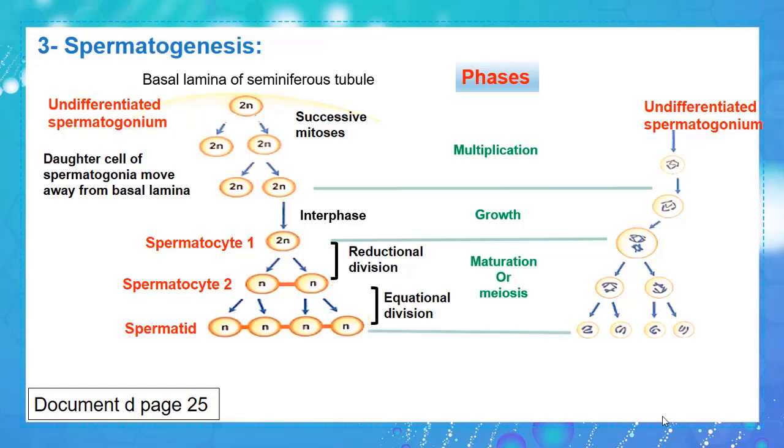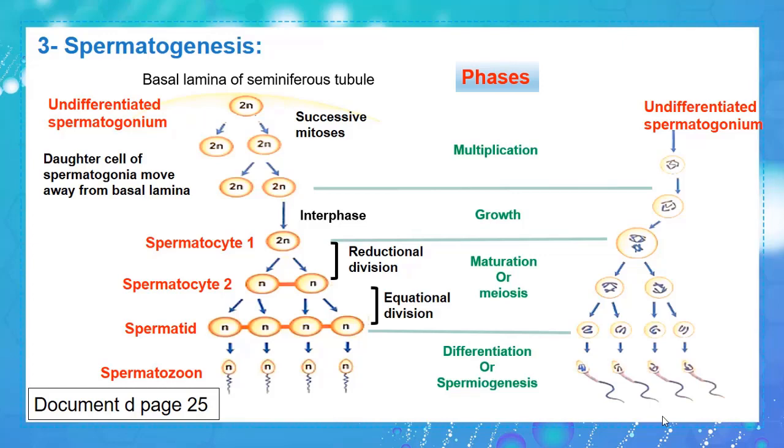The last phase in spermatogenesis is the differentiation or spermiogenesis. By the end of this phase, you can see that the spermatids turn into cells with a different shape but the same number of chromosomes N. That's because spermiogenesis does not include any further reduction. It only includes morphological changes necessary for the function of the sperms produced and will be released in the lumen of the seminiferous tubule.